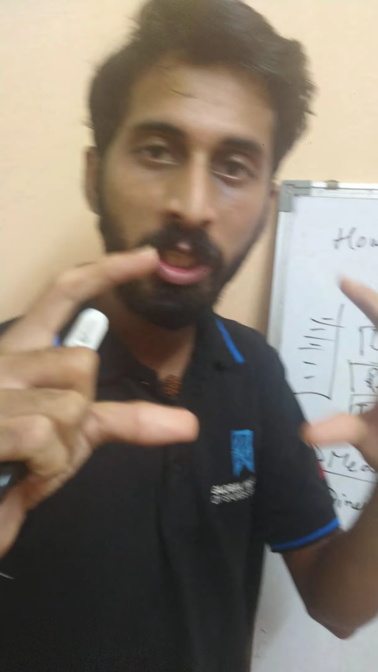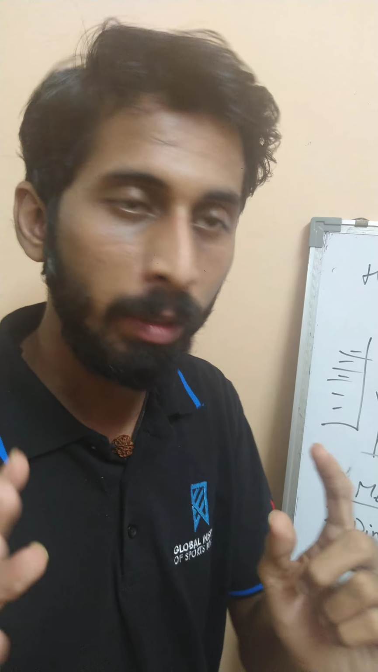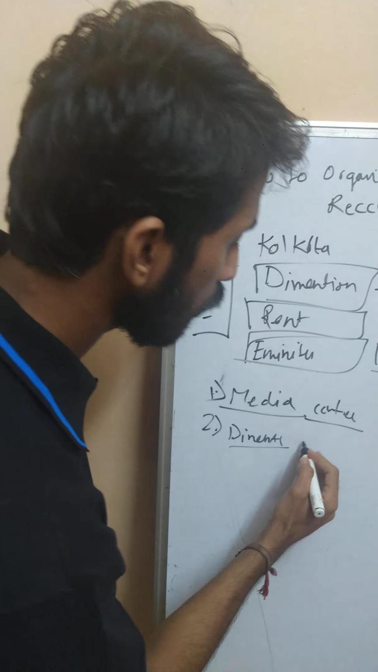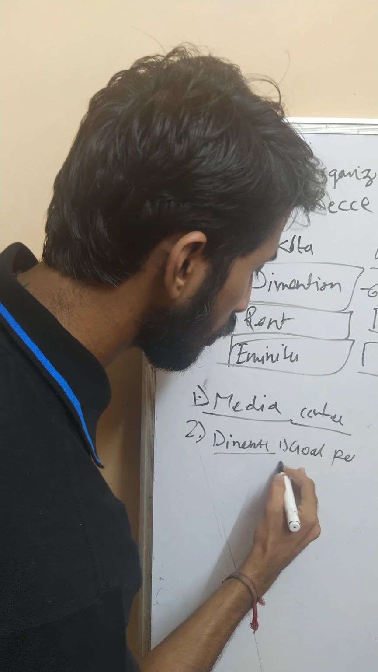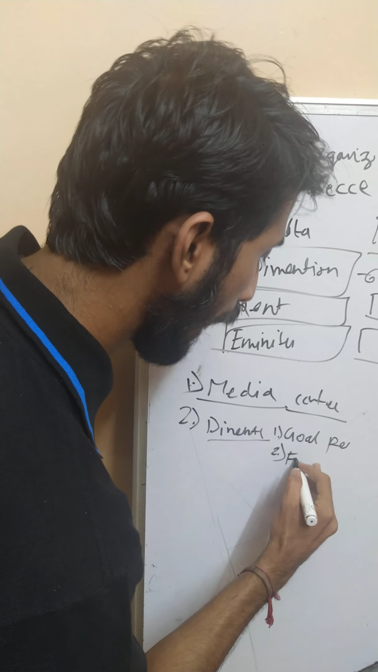Okay. Second thing, dimensions. Carry a measuring tape. Okay, 5-meter measuring tape will be suffice. Okay, dimensions of the goalpost, then dimensions of frames, blank frames.